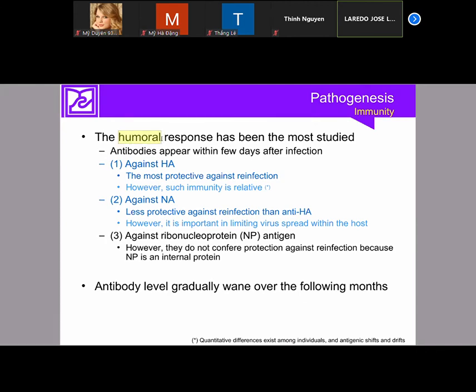I told you that the infected host develops antibodies against different proteins, against hemagglutinin, against neuraminidase, and against other proteins. The most important antibodies are developed against hemagglutinin. These antibodies protect, but not very much, as I told you. They protect for a limited period of time, depending on many different factors. So these are the most protective. The host also develops antibodies against the neuraminidase, but they are less protective.